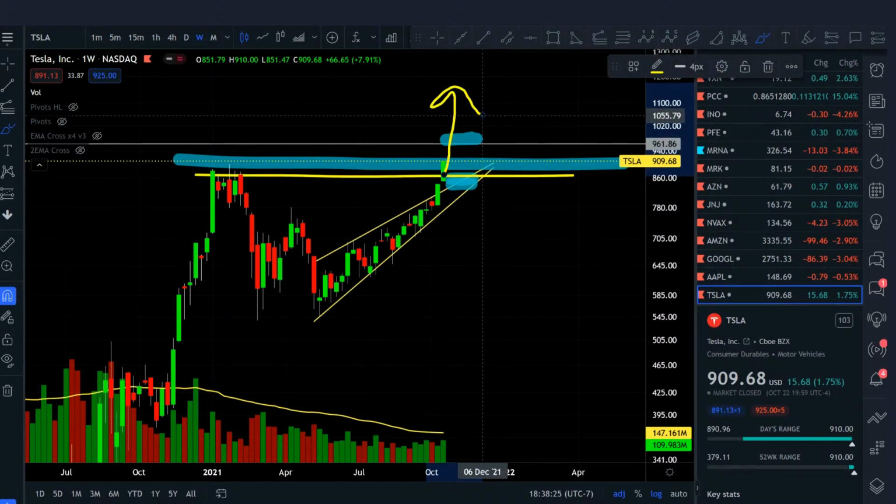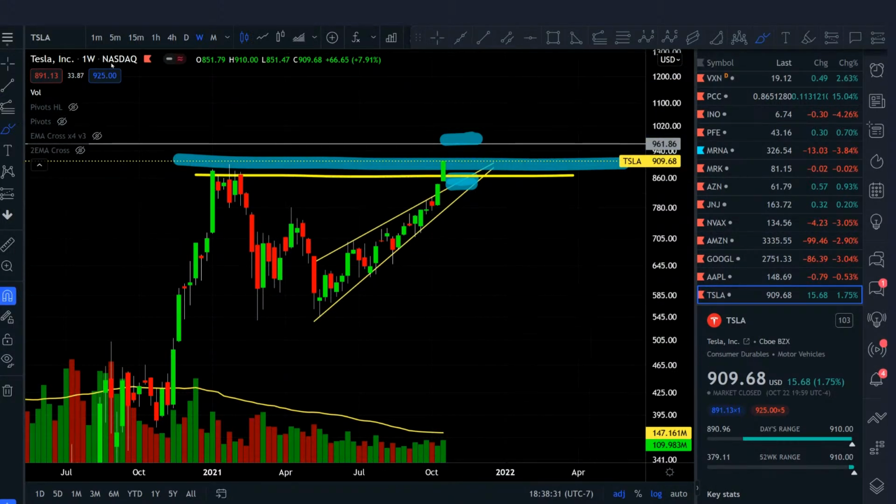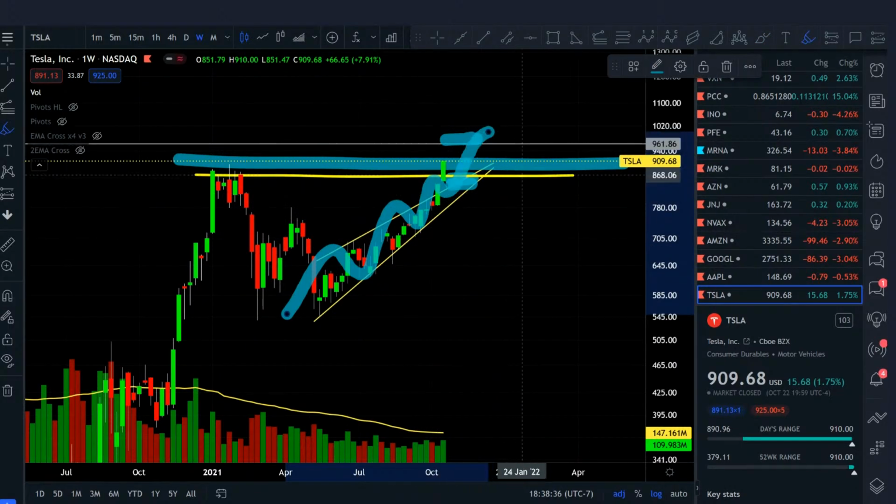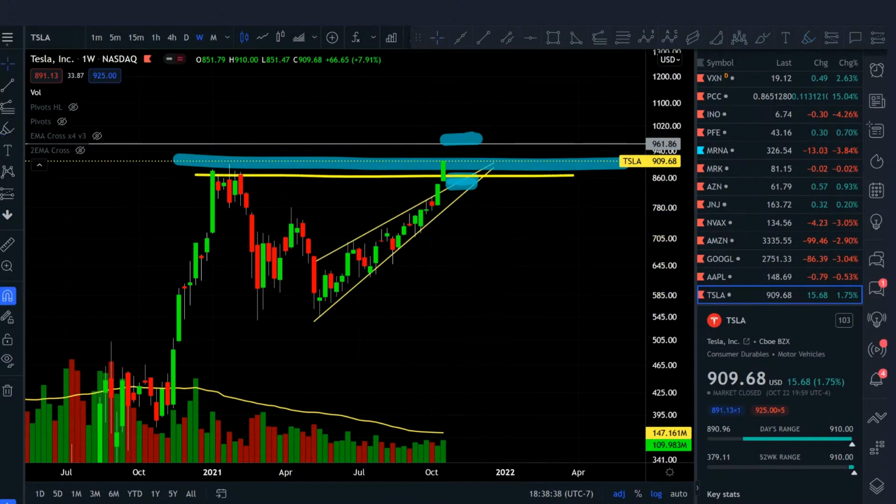The faster and higher it goes up, the more risk you have. It's like if you just throw a ball straight up into the sky, it's going to come straight back down. So you actually want to see this uptrend pattern in the market. So I'll be a little bit careful on Tesla.